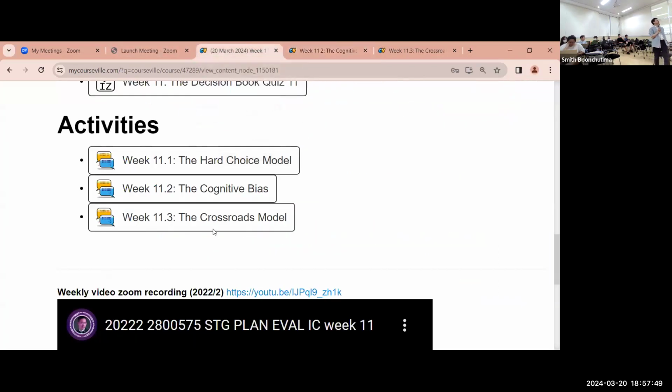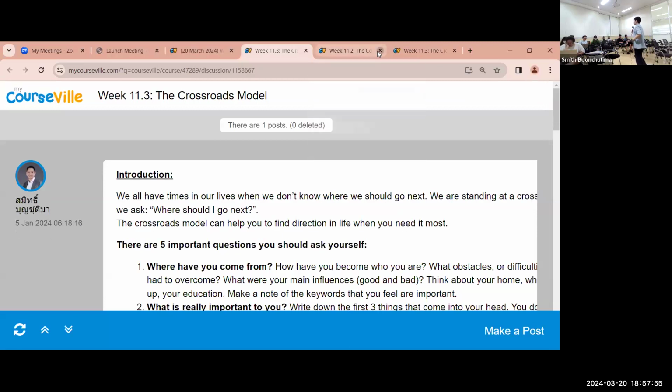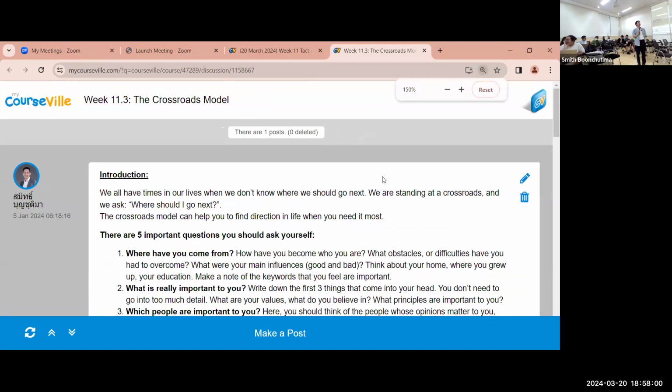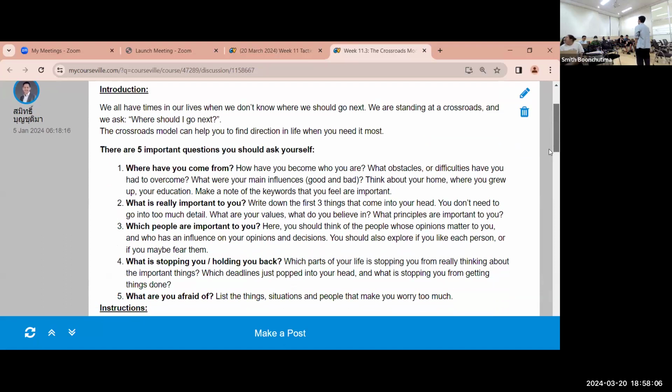Okay, the last model, which is the crossroad model. There are always times in your life when you have already succeeded with what you have been doing. Even a success can make you feel lost as well.